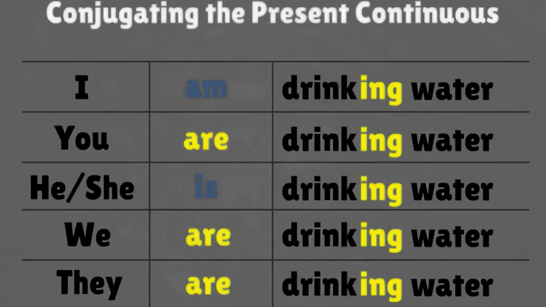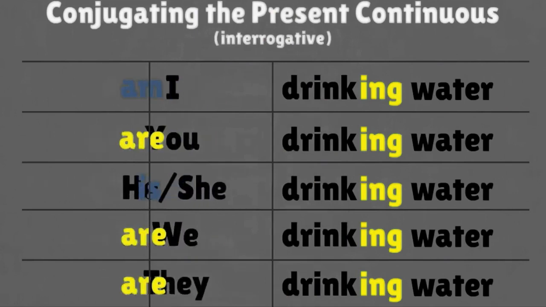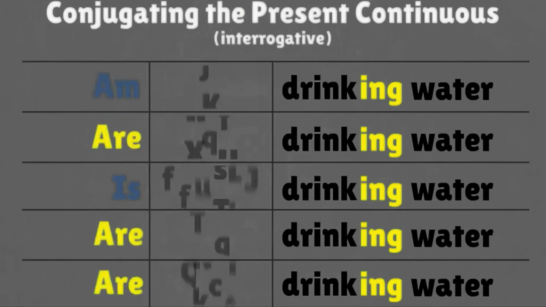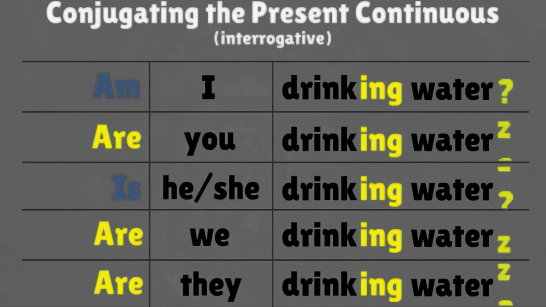Conjugating the present continuous. Interrogative. Am I drinking water? Are you drinking water? Is he drinking water? Is she drinking water? Are we drinking water? Are they drinking water?